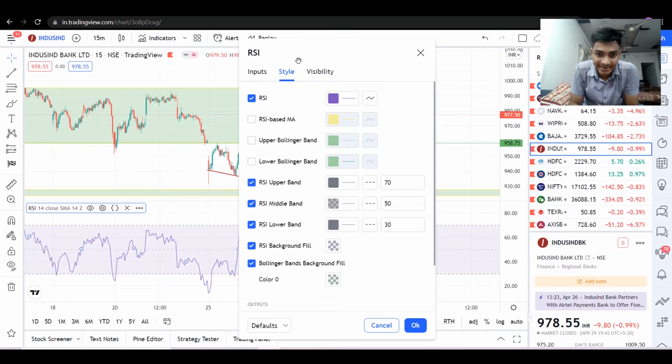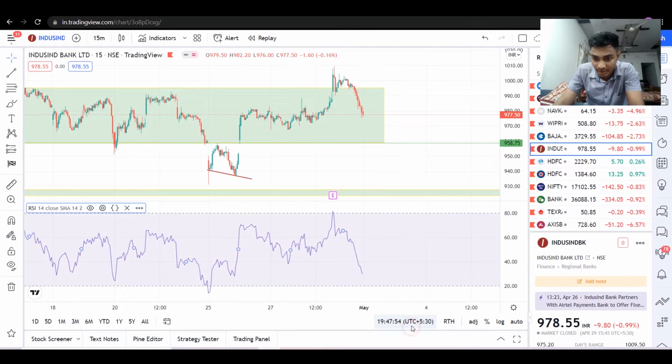One more setting which is very important: you have to go to RSI upper band and make this 80. Then you don't need to keep the middle band, just untick this. Then there is the RSI lower band, which you make 20. Then click on OK. Now the values which you modified form this pink region. If I take the cursor upwards, you can see that the RSI value is increasing; on the right side you can see 38, 39, 40, and so on. If the RSI value is below 20, then we can say that the stock is in an oversold condition.